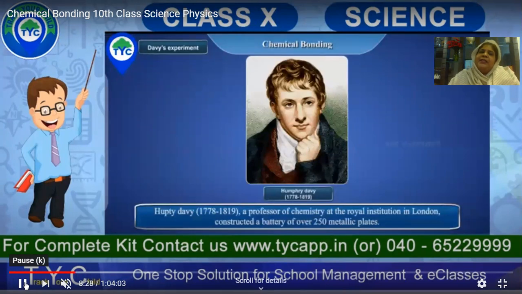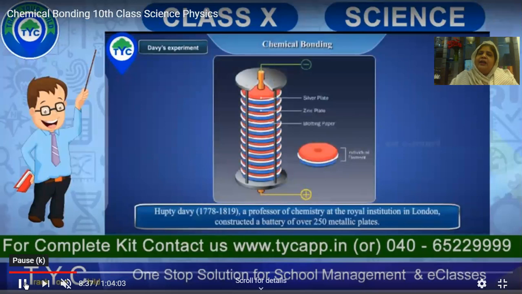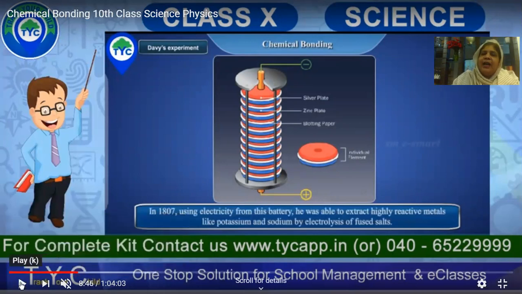Davy's experiment in 1778, in the 17th century, he was a professor of chemistry at the Royal Institute of London. He constructed a metallic battery of 250 metals. And what was his experiment actually? He wanted to show the reactivity of metals like potassium and sodium by using fused salts. You have already learned the electrolysis of water, in which we use cathode and anode to separate hydrogen and oxygen.